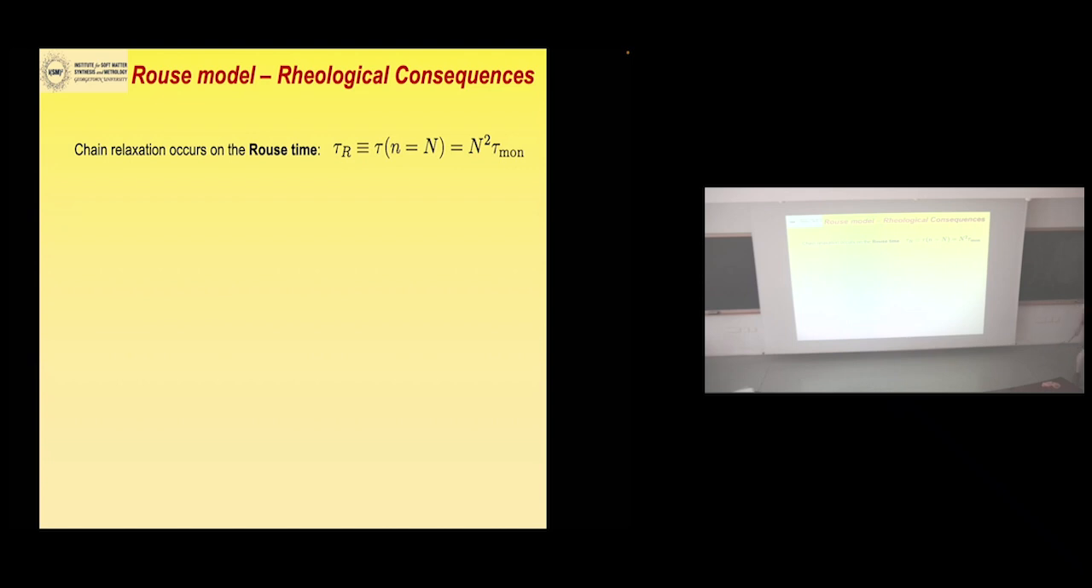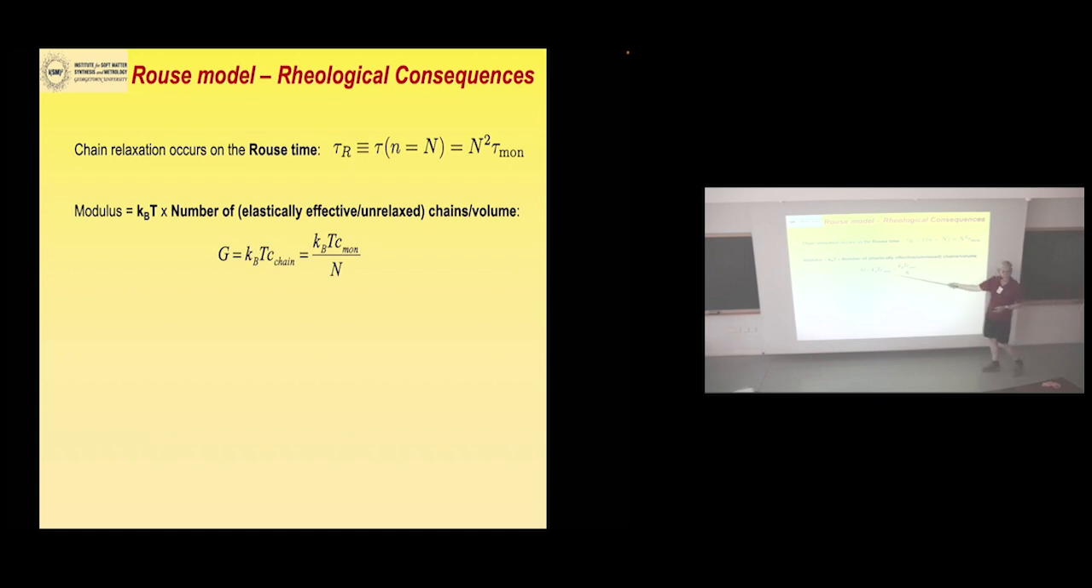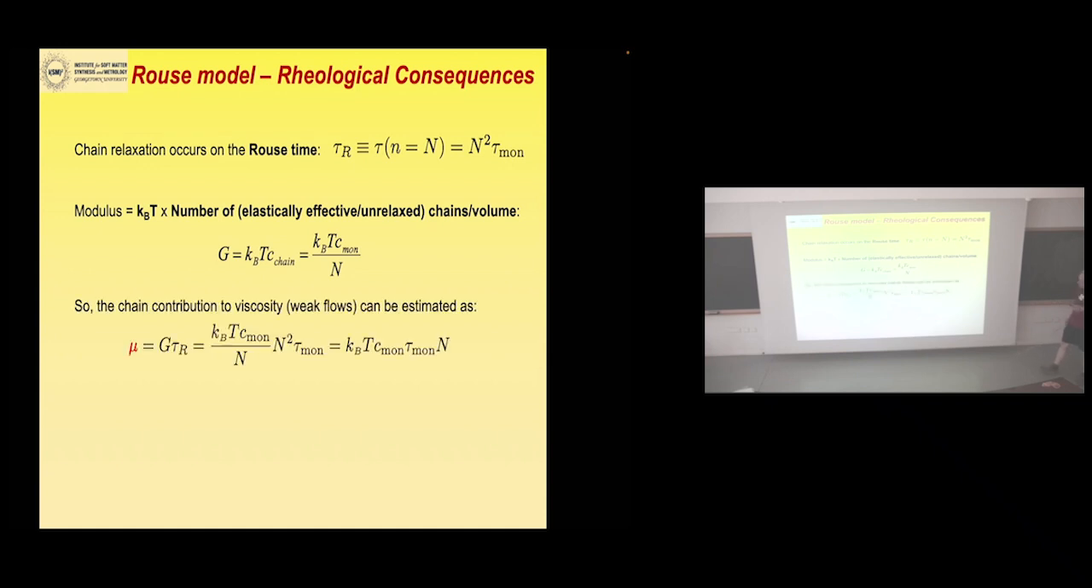Okay. What about the stress? So the entire chain, the stress of the entire chain should relax on the Rouse time. Okay. So if I were to measure the modulus of the material after stretching it on the time scale at which the material has relaxed entirely, it should be the number of chains per unit volume. I've got one chain, basically. So it's number of monomers per unit volume divided by the length of the chain. Okay. And then I can do my estimate of the viscosity as being modulus times the time scale.